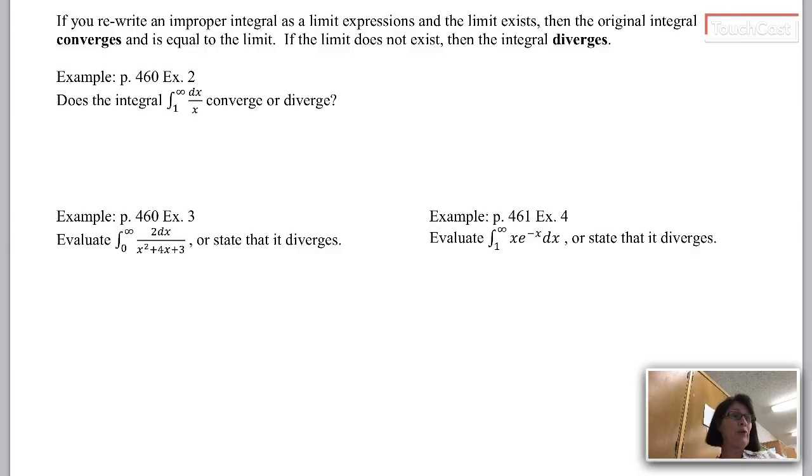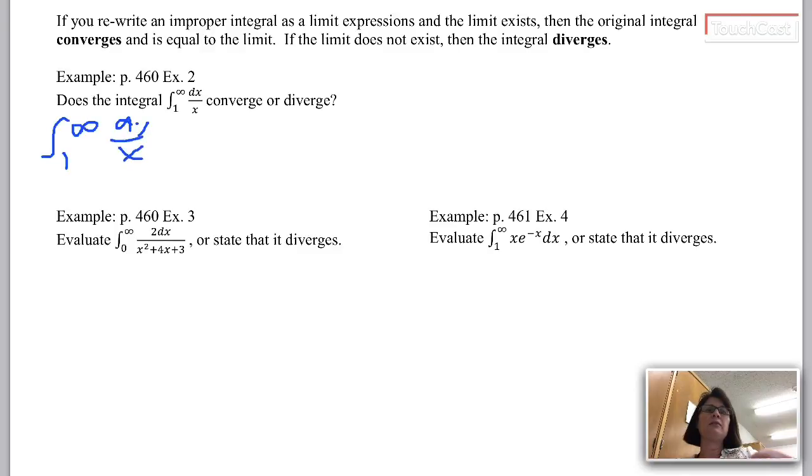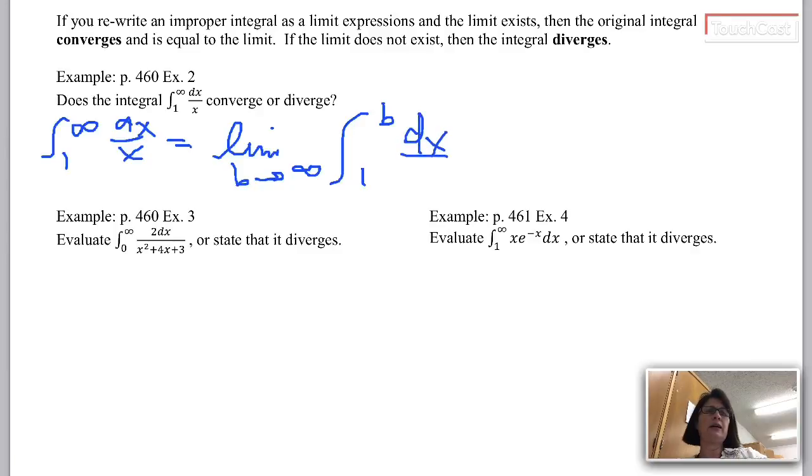So here's an example to get you started off. This is a very important integral to spend some time thinking about. Does the integral from 1 to infinity of dx over x converge or diverge? So I'm going to try one of those techniques from above. I'm going to take my infinite limit, which in this case is the upper limit, and replace it with a variable, my choice. So the integral from 1 to infinity of dx over x is the same as the limit as b goes to infinity of the integral from 1 to b of dx over x.